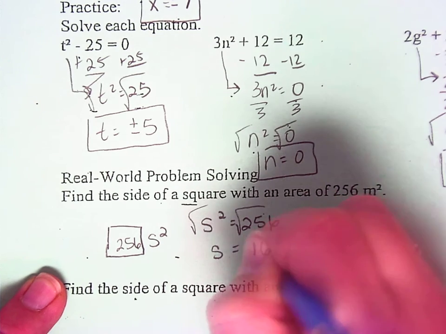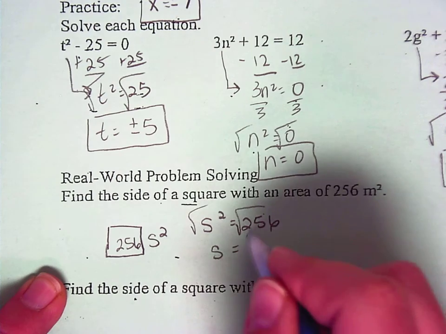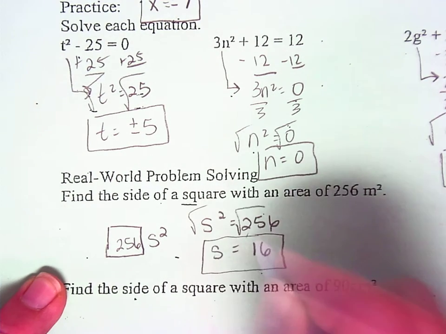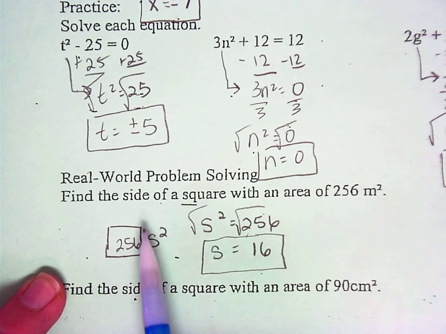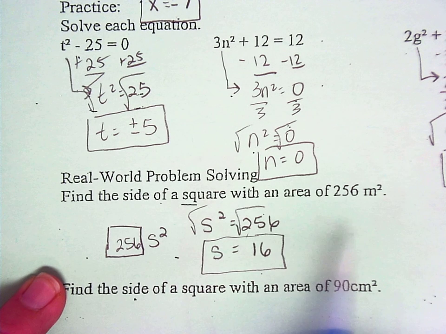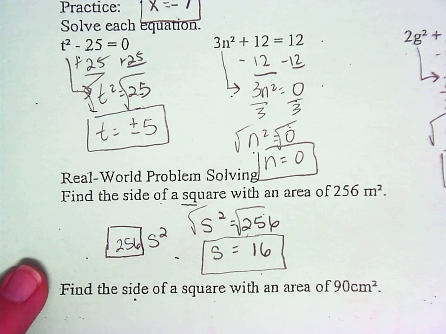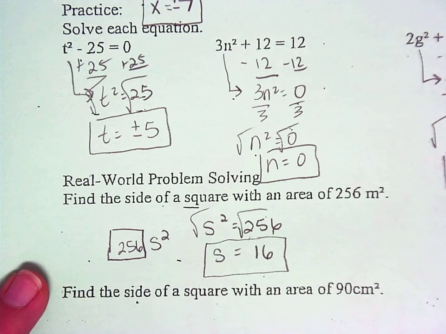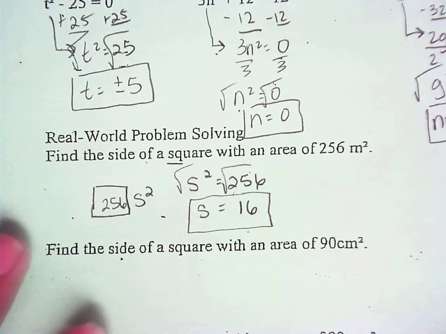Now, for this real world situation, we only had the answer of 16 because would it be possible to have a length of negative 16? No. So you have to make sense of your answer. In this situation, it would only be a positive 16. We're not going to fill in the other examples because I want you to have time to start your homework.